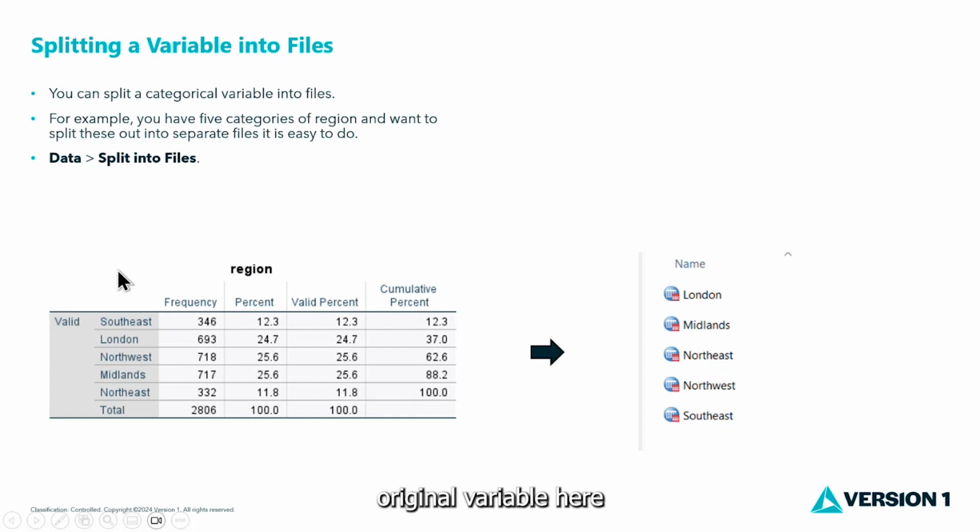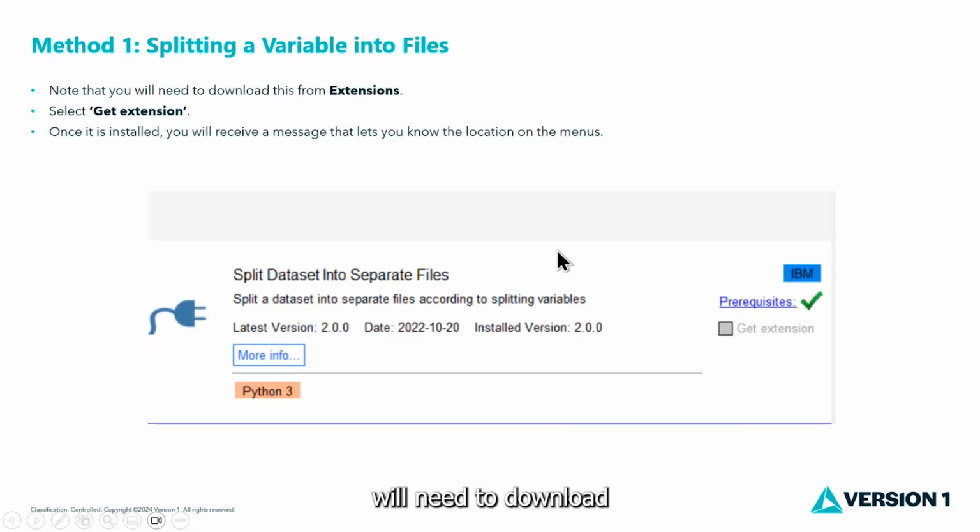Now, if you look at my original variable here, I had 5 regions. And what I can do is ask SPSS just to move these out into 5 separate files. So I'll show you how to use data split into files. Now, you will need to download and install this from the extensions. So you can see I've opened it up here. If I go to the Extensions menu and I select Extension Hub and I select Get Extension, then this will move Split Dataset into separate files into SPSS. And then once it's installed, you receive a message that lets you know the location on the menus. So this will go on the Data menu.